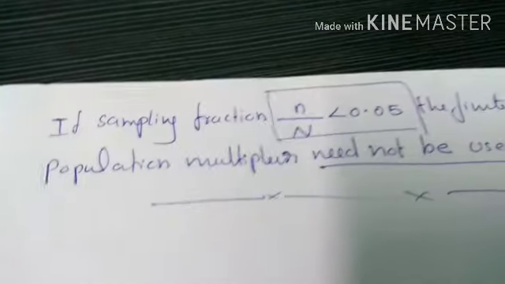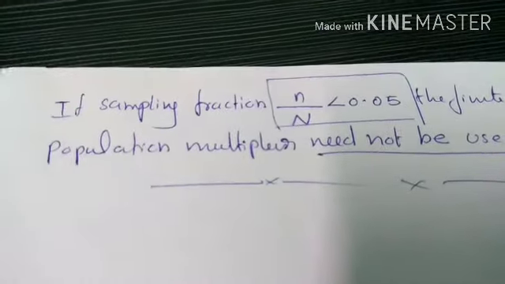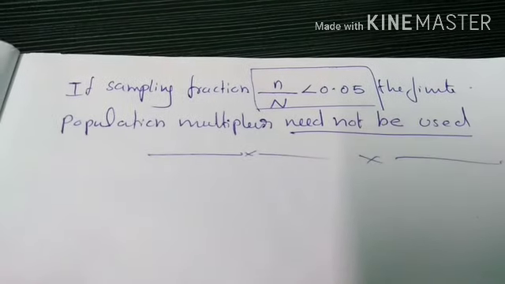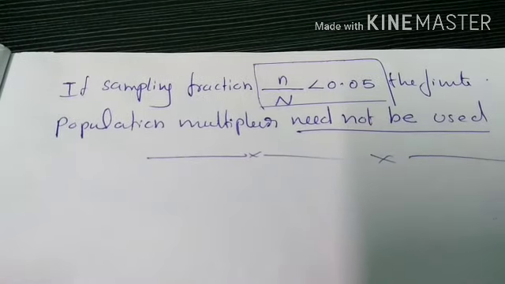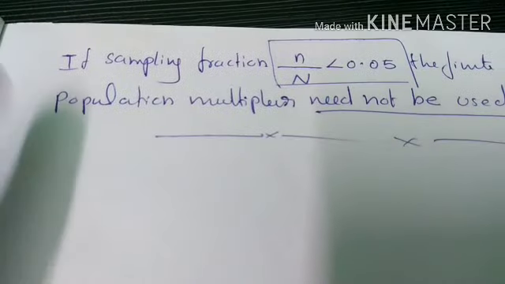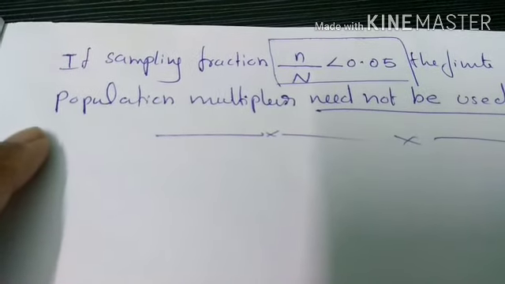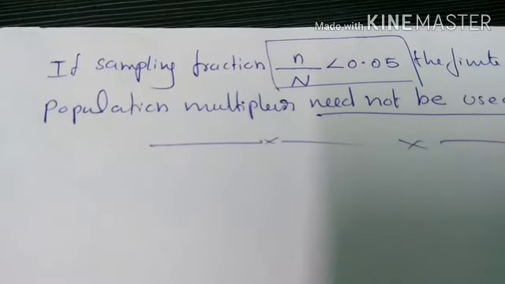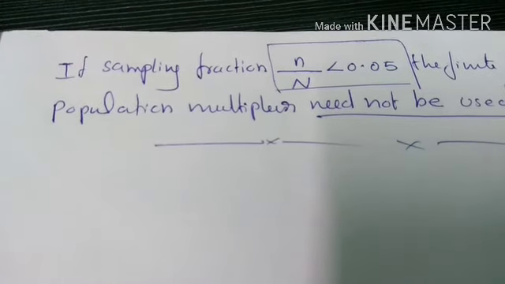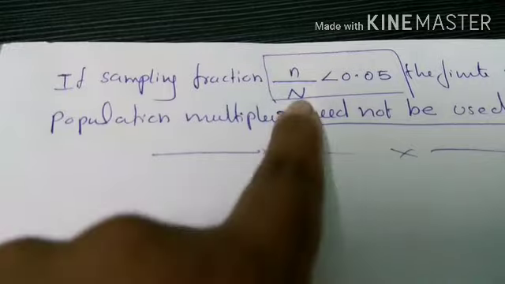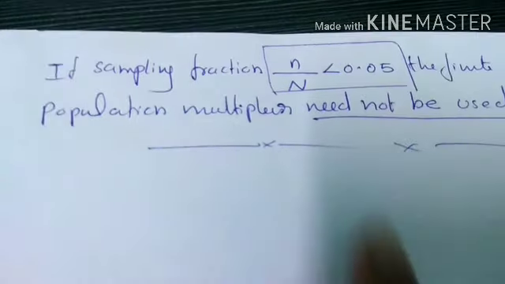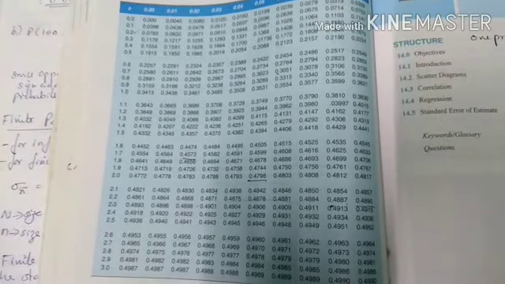If the sampling fraction n by capital N is less than 0.05, the finite population multiplier need not be used. It's very important while doing the problem where to use this finite population multiplier, root of (N minus n) by (N minus 1), only when it is greater than or equal to 0.05. This is a z-score.